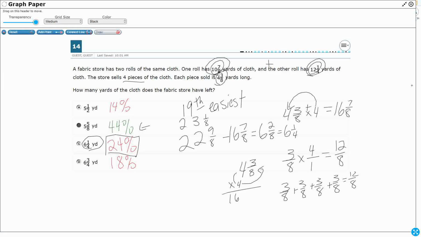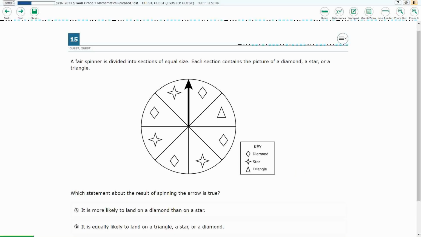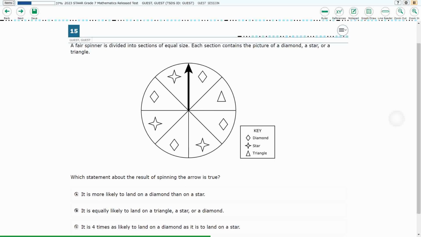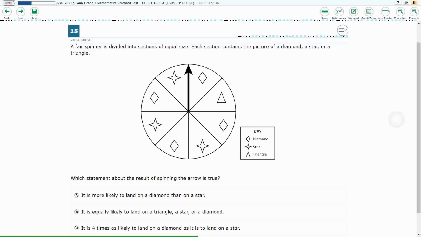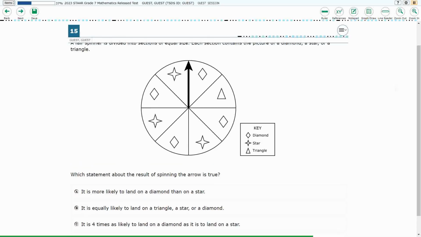For number 15, we are looking at predictions from simple experiments. This is a reporting category 1 readiness standard, TEKS 7.6H. Pretty simple. We've got a spinner here. We've got 8 sections, and we've got a diamond, star, or triangle. We simply need to figure out which of these statements about spinning it is true.